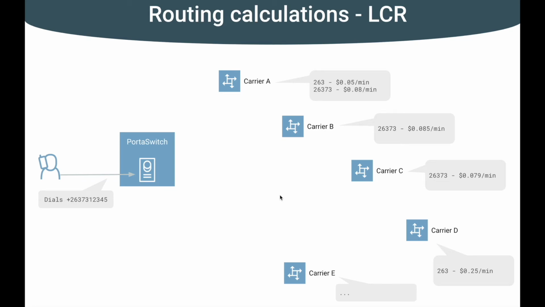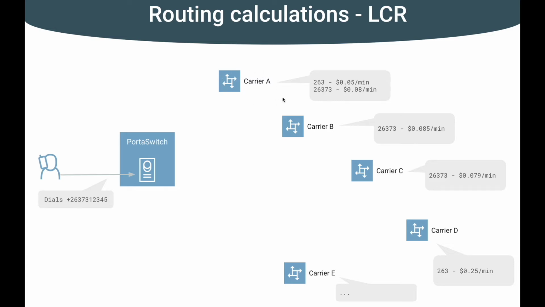In this video, we're going to discuss different parameters that we're going to use to manage routing. Our hypothetical situation is the following. We have a customer that wants to call this number in Zimbabwe. I've specifically picked a country that is not so frequently called in order not to mess up any existing configurations on our demo system. As the owner of the PortaSwitch, we have signed partnerships with the following carriers.